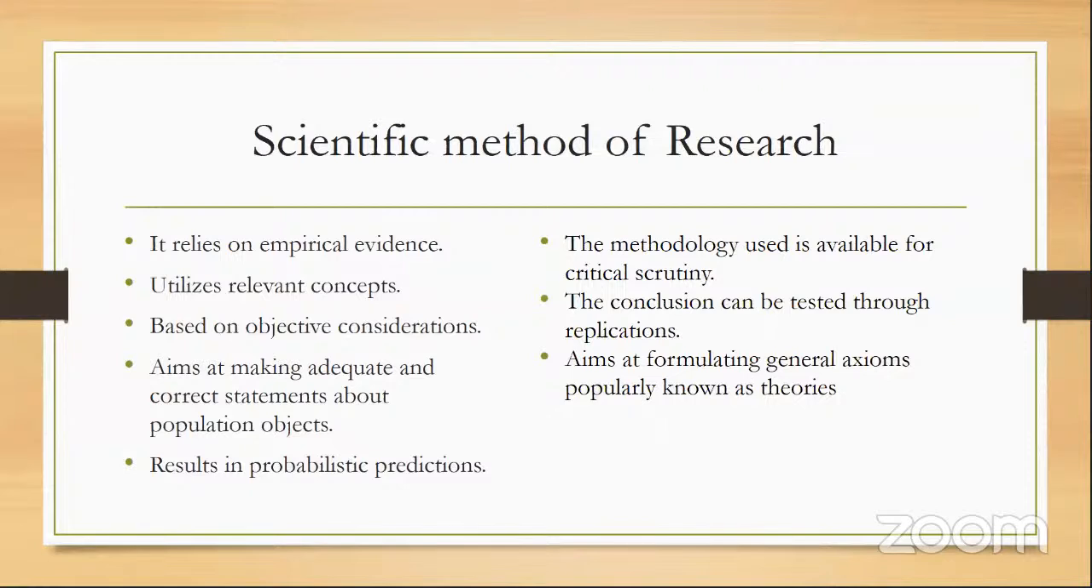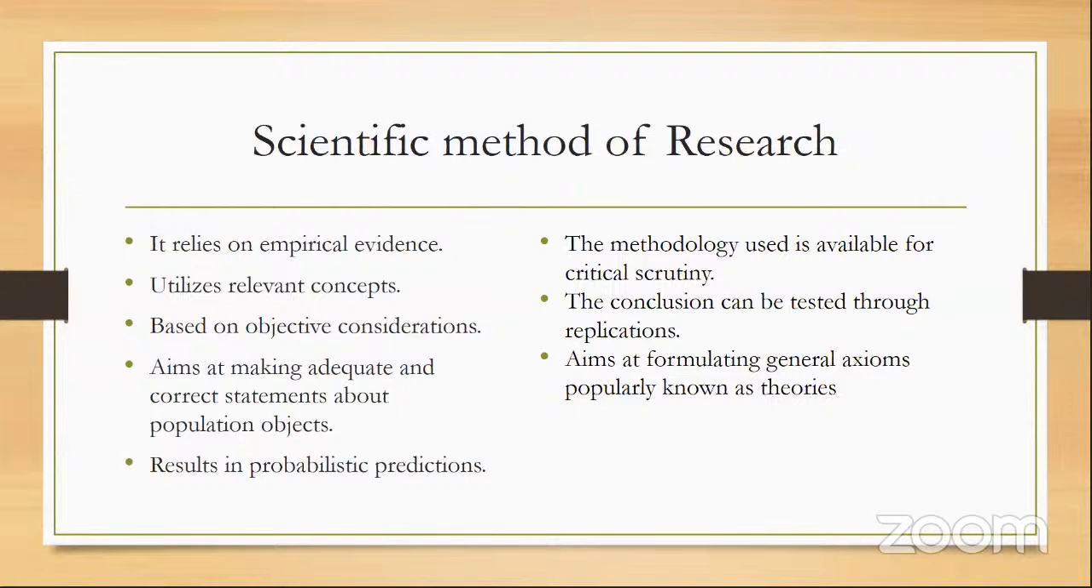Then it aims at making adequate and correct statements about population objects. It results in probabilistic predictions, so you might be able to predict things. And the methodology used is available to the public for scrutiny. So basically, in good research, you publish research papers, right? In that case, you have it peer reviewed. So it is available to the public how you have done the research, and they are free to comment on it, and you can improve on the research that you have already done.